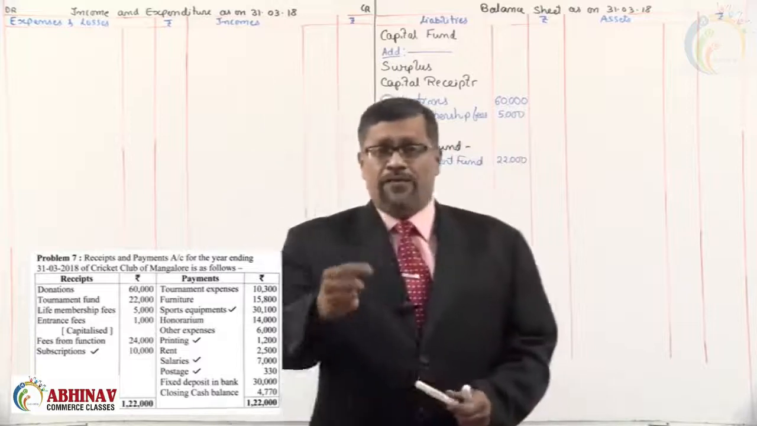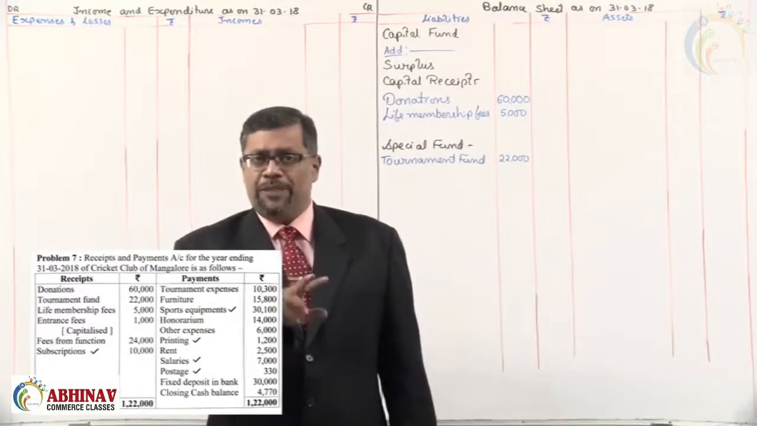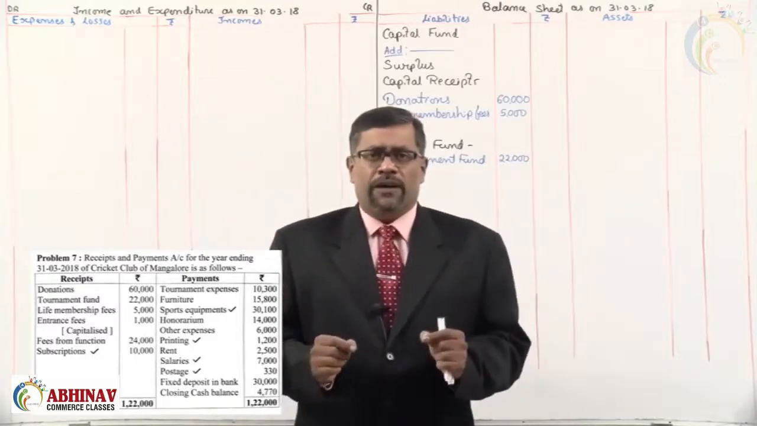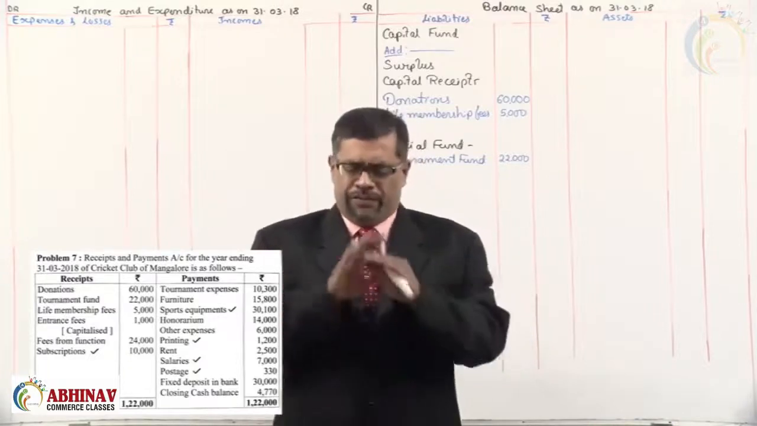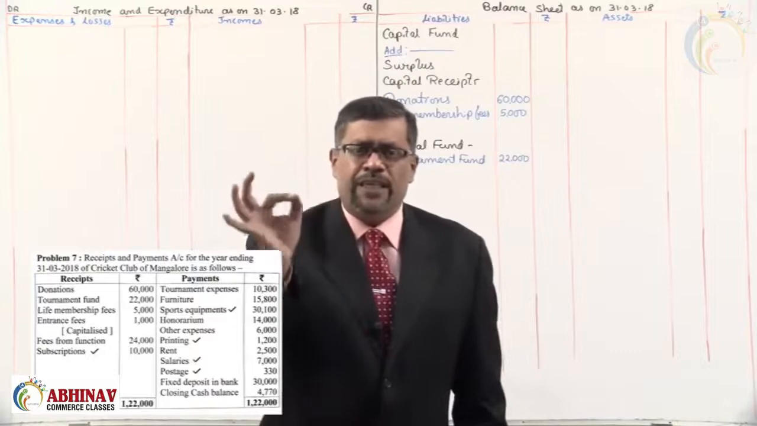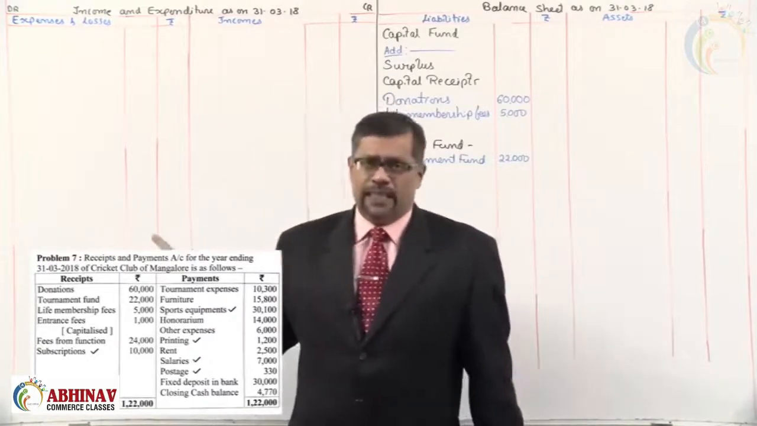Next, after life membership fees, entrance fees. Entrance fees may be capital or may be revenue. That will be mentioned in the problem, whether it is capital or revenue. If the problem is silent about that, we assume that it is revenue in nature, and we'll take it as revenue receipt in the account.